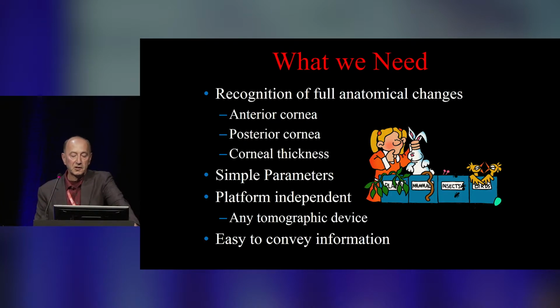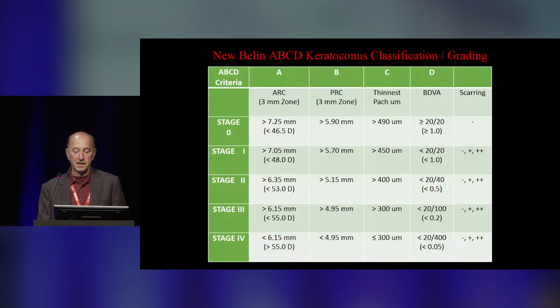What we really need is some way to monitor disease, to identify disease as early as possible, which really means we need a system that looks at all the anatomical layers, not just the anterior surface, but also the posterior surface and corneal thickness. These parameters need to be simple so they can be conveyed among each other. They should be platform independent as long as the system is a tomographic system, so it measures all these layers, and somewhat easy to convey the information.